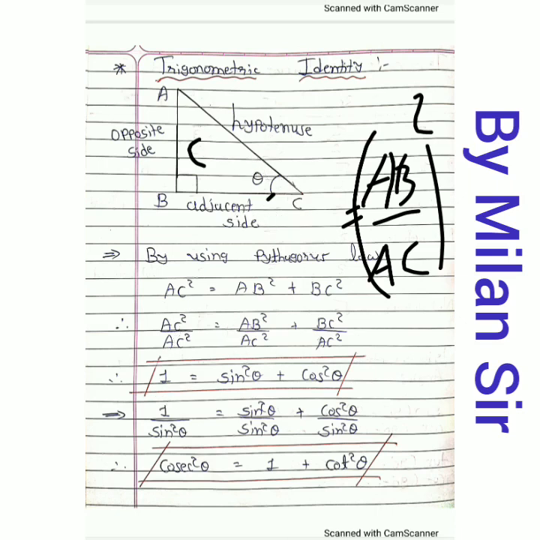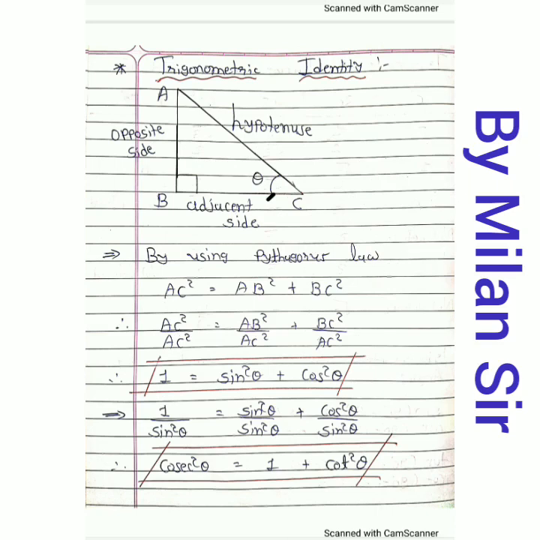Now same thing, BC square upon AC square. BC is the adjacent side and AC the hypotenuse, so this is the formula of cos. Here square is there, so cos square theta.